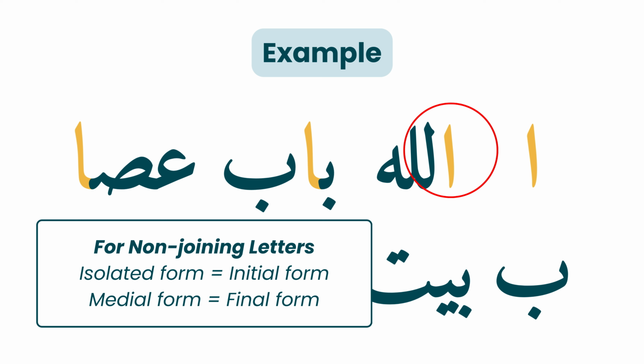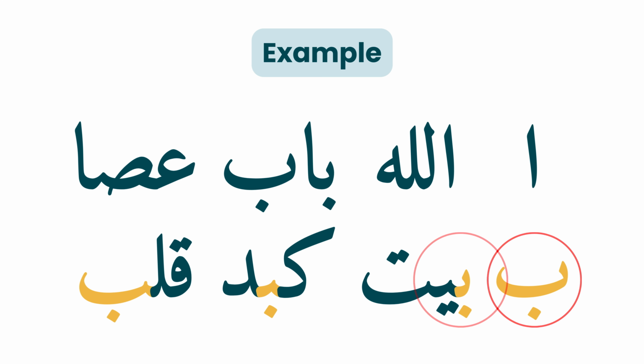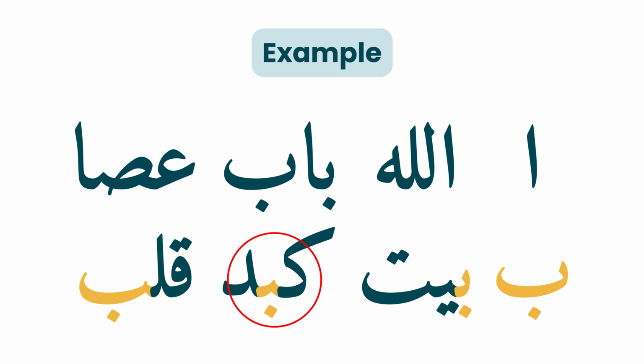In the word Allah, Alif is at the beginning, it is not connected to the left side. In the word Bab, Alif is in the middle, it is only connected to the right side, not at its left. In the word Asa, Alif is at the end, it is connected to the right side. Ba isolated, Ba initial in the word Bait, Ba medial in the word Kabid, Ba final in the word Qalb. All are joined because Ba is a joining letter.